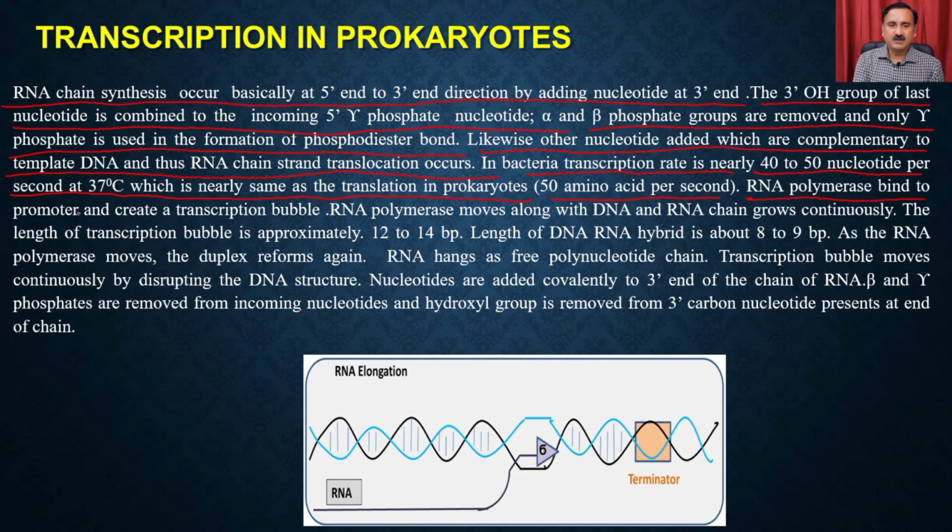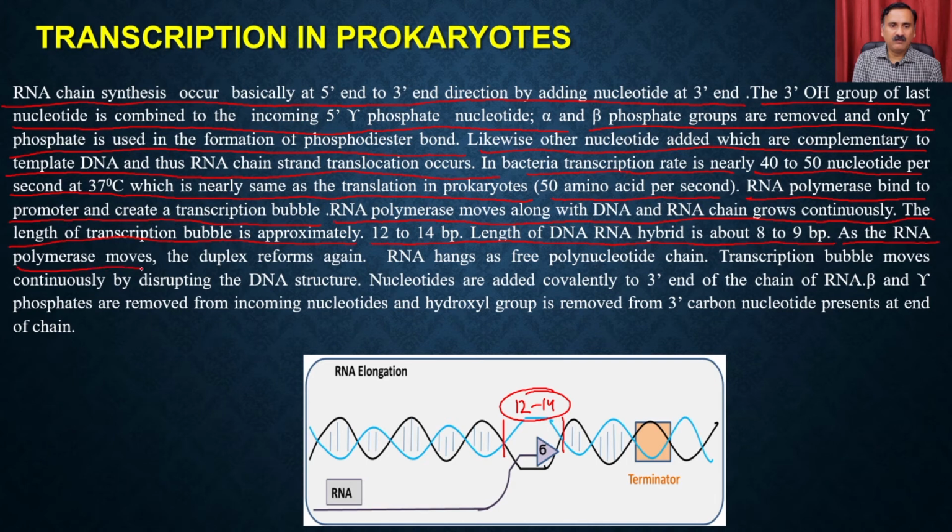RNA polymerase binds to the promoter and creates a transcriptional bubble. See, RNA polymerase moves along the DNA, and the RNA chain grows continuously. The length of the transcriptional bubble is approximately 12 to 14 base pairs. So this 12 to 14 base pair transcriptional bubble is going to be open, allowing the RNA polymerase to read the template strand, and based on the nucleotide present on the template strand, it is going to start putting the complementary nucleotides into the RNA molecule. Of the 12 to 14 base pair bubble, about 8 to 9 base pairs form the DNA-RNA hybrid.